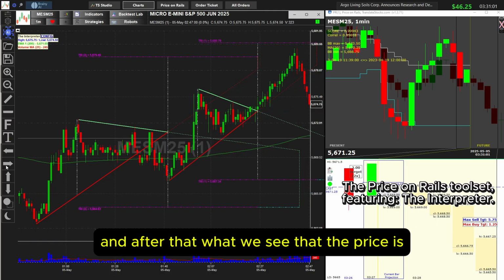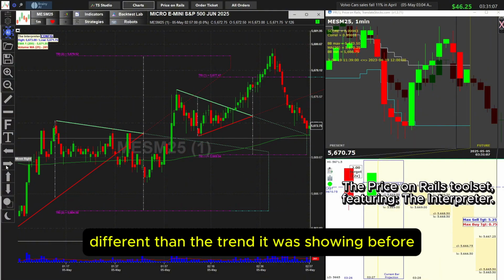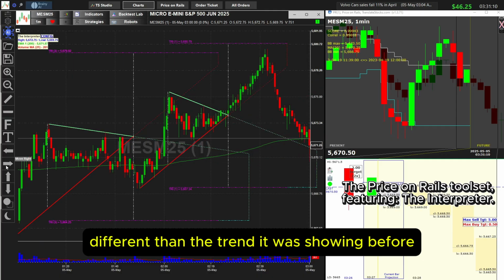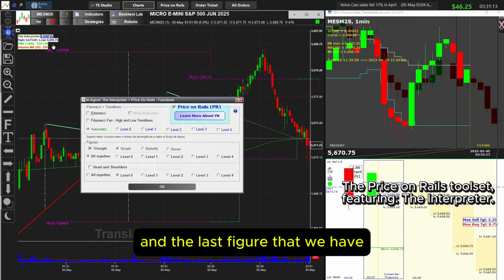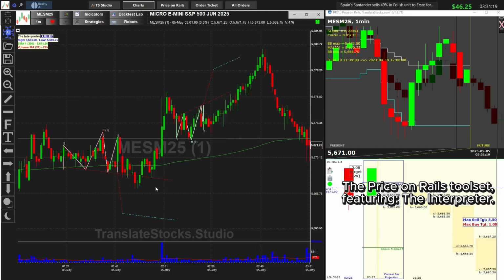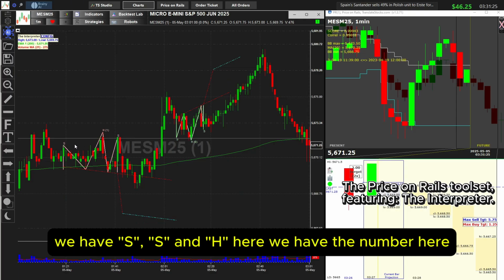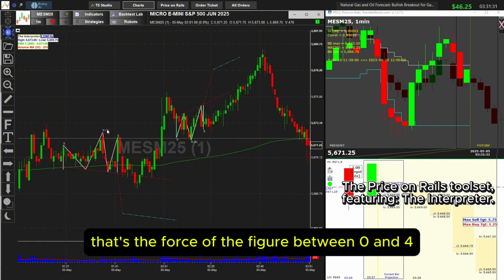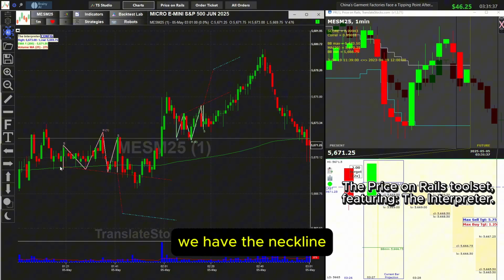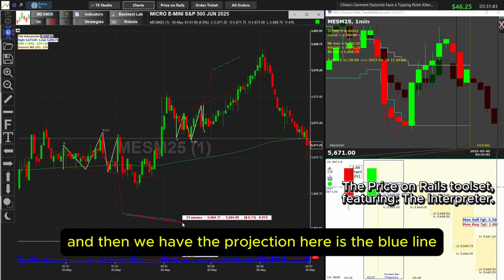And after that, we see that the price is going through another trend, different than the triangle was showing before. And the last figure that we have is the head and shoulders. It's a reversion signal. So what you see here is the shoulders and the head. We have S, S, and H here. We have the number here, that's the force of the figure between 0 and 4. We have the neckline. This dotted red line is the neckline. And then we have the projection here, the blue line.